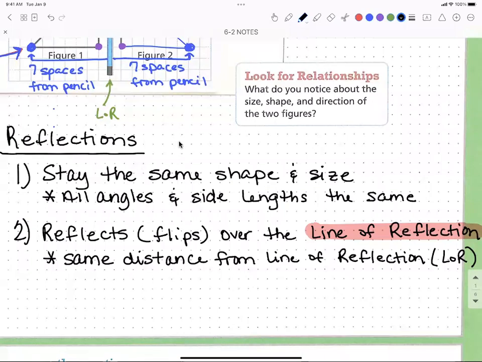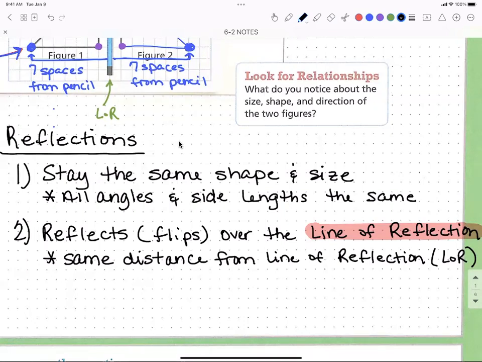What you'll notice is that your pre-image and your new image, right, or the transformed image, are going to be the exact same distance from that line of reflection. And you'll notice in that bottom line, I've got LOR in parentheses. I am totally fine with you abbreviating the phrase line of reflection, because you're going to be writing it a lot. So if you want to abbreviate it LOR, I'll know what it means, you know what it means, and we're good to go there, okay?